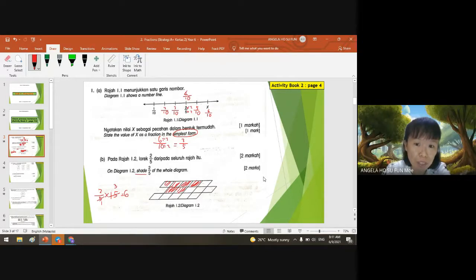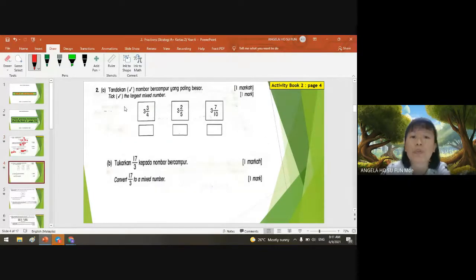Please do corrections in your activity book if you are wrong. But if you are correct, then you can circle how many marks altogether you get. Later, you're going to count your marks and write in the chat how many marks out of 20 you get. So let's look at question number 2.